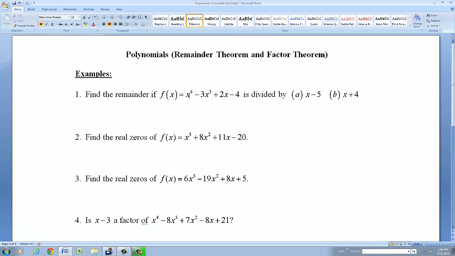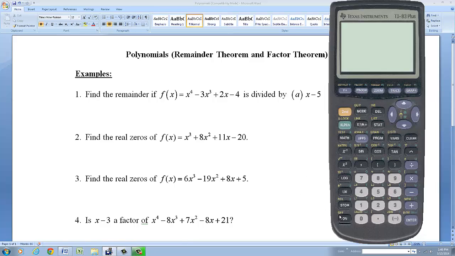According to the theorem, I would simply put a 5 where the x is and compute that out, and whatever number I got, that would be the remainder. So you could do this manually, 5 to the 4th, then 5 to the 3rd times the negative 3, 5 times 2, and then minus 4. But I'm going to use the calculator, and there are various ways to do it using the calculator. One way is to look at the graph.